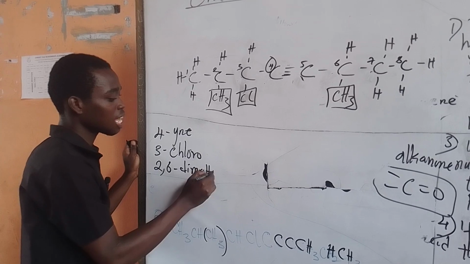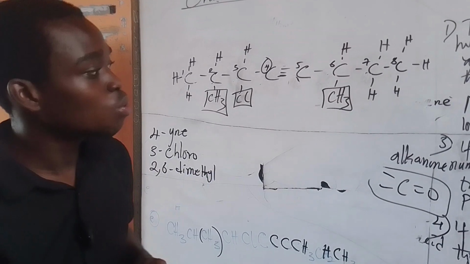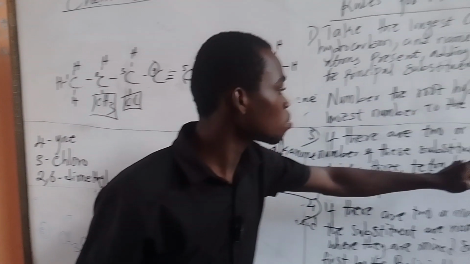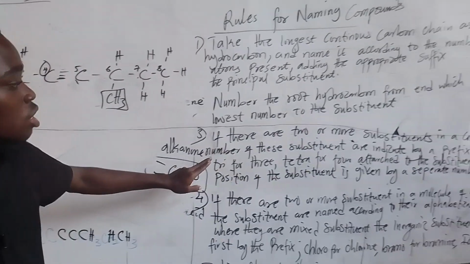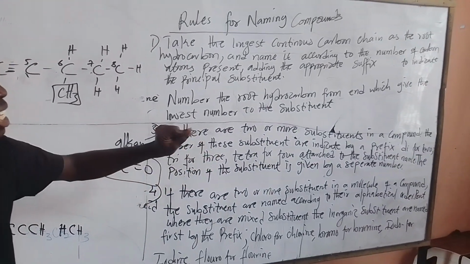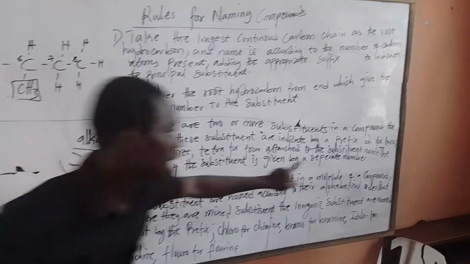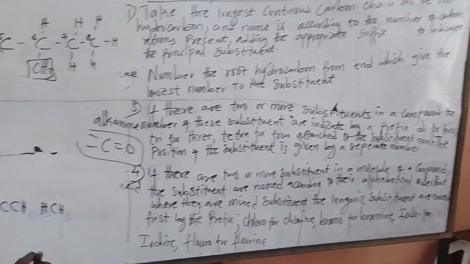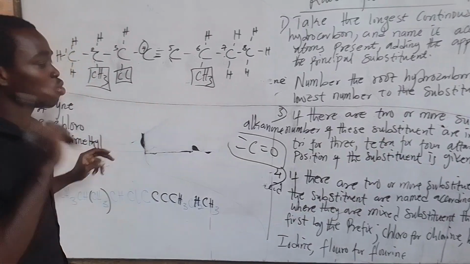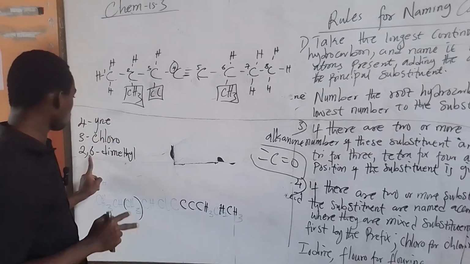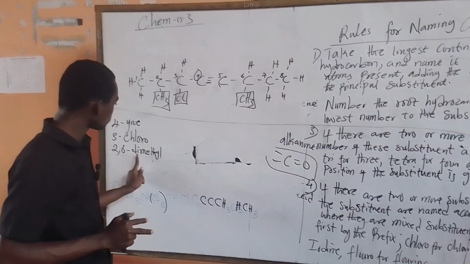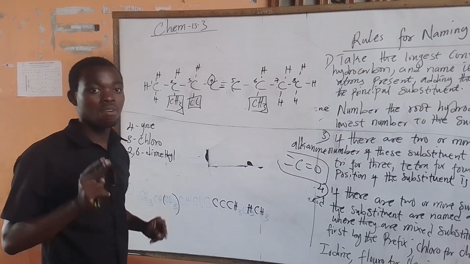Why do I name it like this? Now look up. Rule number 3: if there are 2 or more substituents in the compound, the number of these substituents is indicated by a prefix, di for 2. So I have 1 methyl there, 1 methyl there. So it is di for 2. So I'm using dimethyl because the output is 2 methyl.